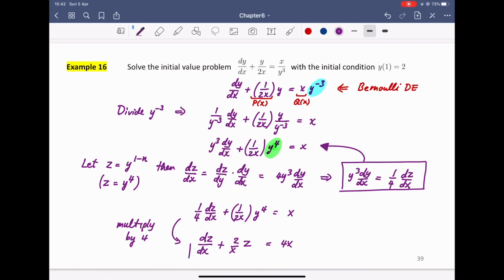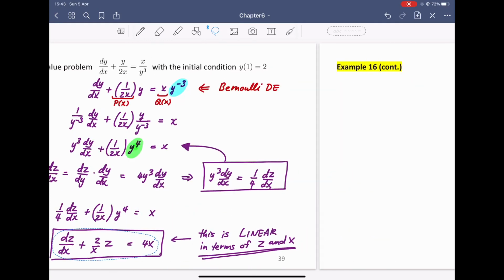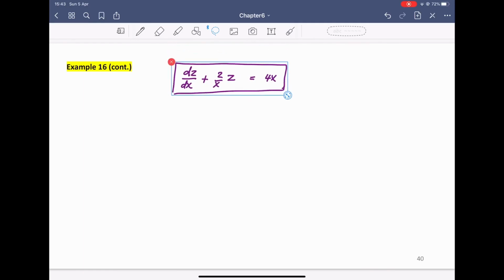This differential equation is linear in terms of c and x. So we're going to solve this. Let's copy this and paste it here. We're ready. Now we can see that our p(x) here is 2 over x, and our q(x) is 4x. So now we have the integrating factor.